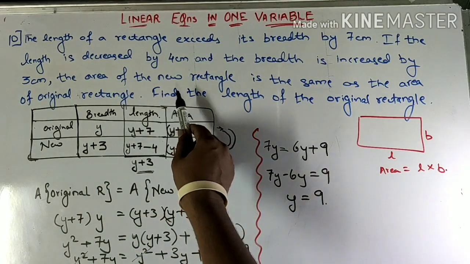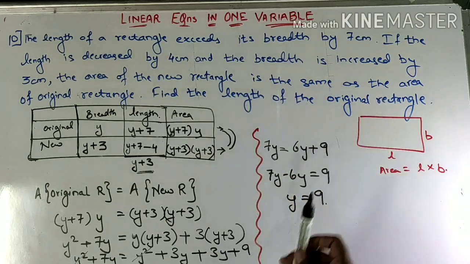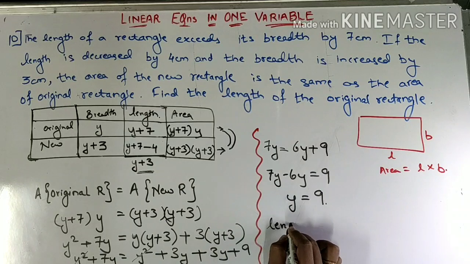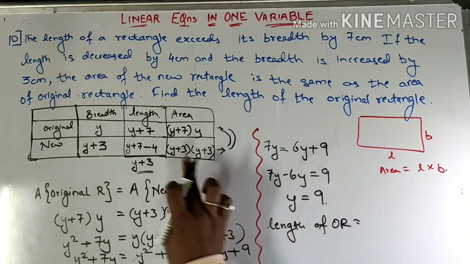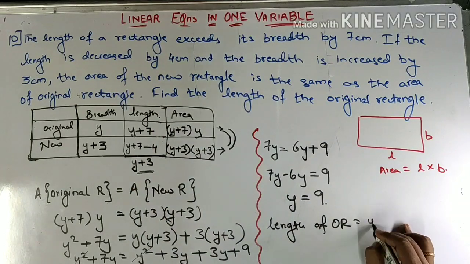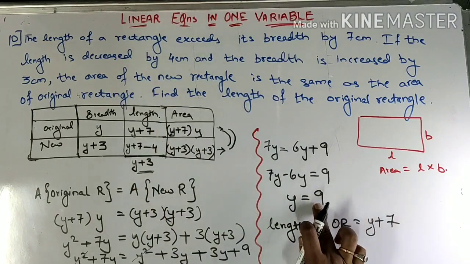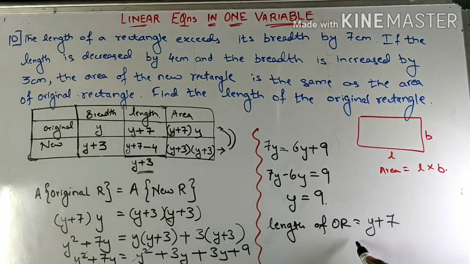What are we supposed to find? Find the length of the original rectangle. So the length of the original rectangle is y plus 7. Substituting the value of y as 9, we get 9 plus 7, and that is nothing but 16 centimeters.